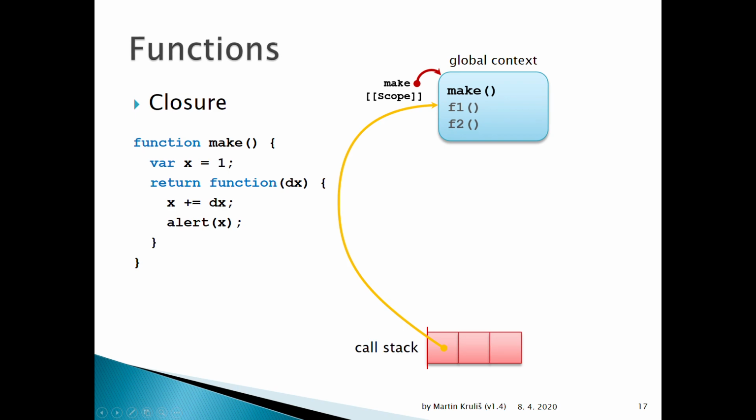So in this scenario, the first thing we will do is to call make, and we save the function created inside the make into some variable. Okay, what will happen in this case? When we are invoking a function, we know that an activation object is created, and this activation object is filled with variable x.